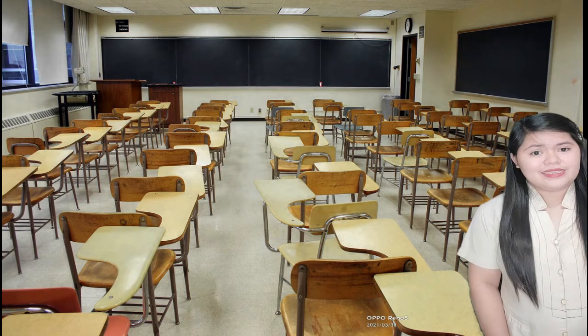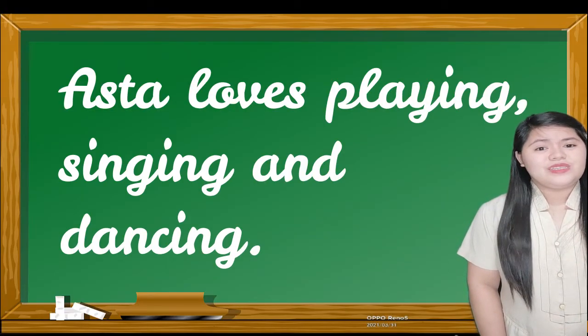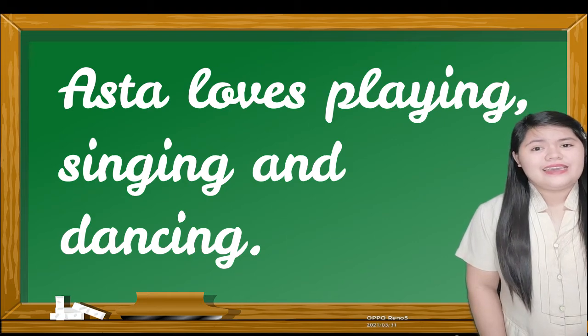So, we have the verb playing, singing, and lastly, we have to dance. So, we simply have to change to dance into a verb with ing. So instead of to dance, it must be dancing. With that, our sentence is already parallel. So again, our sentence in corrected form is Asta loves playing, singing, and dancing.